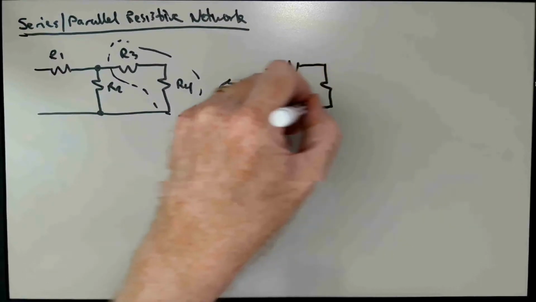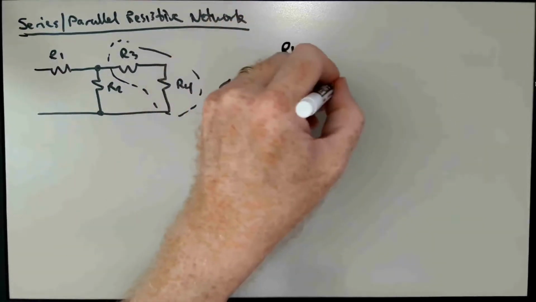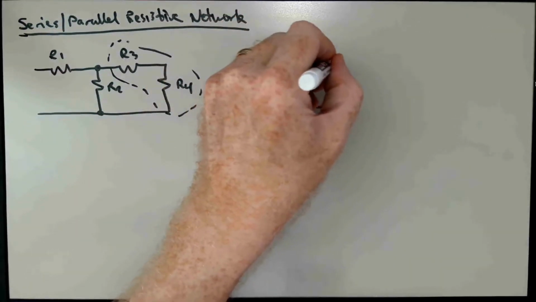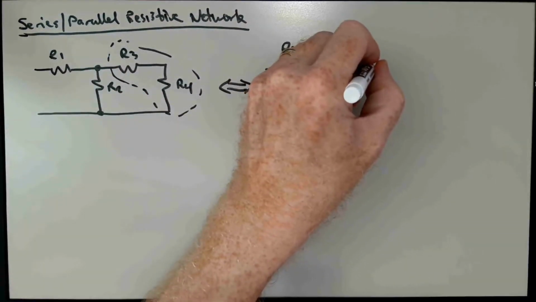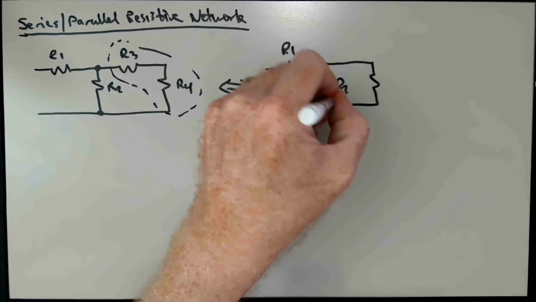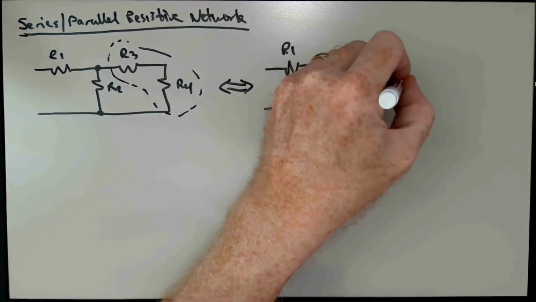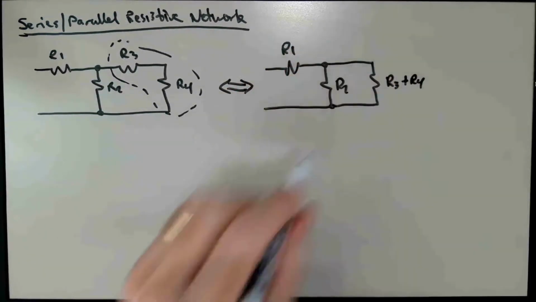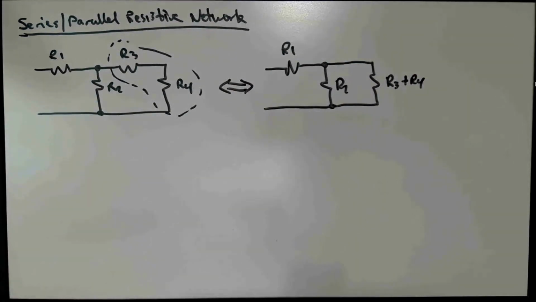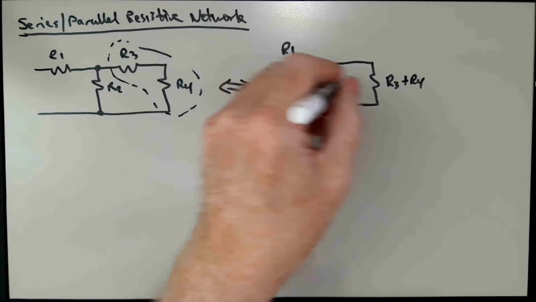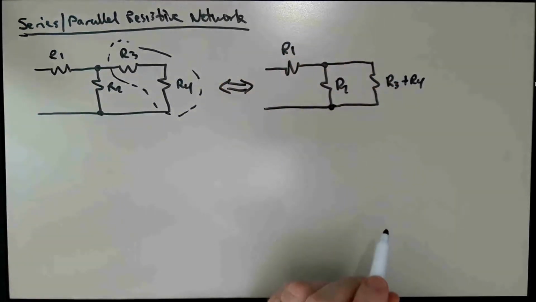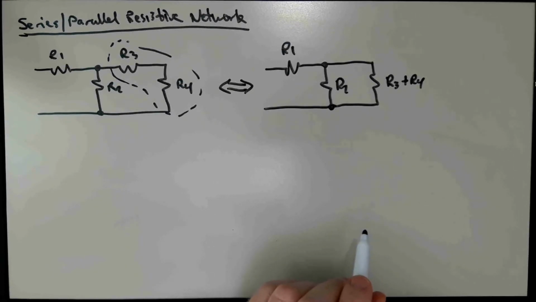R1, R2, and we replace what we've put here in this dashed line with a single equivalent resistor whose value is R3 plus R4, the series combination of R3 and R4. And then we can recognize that these two resistors, R2 and this equivalent resistor that we just got, are something we could collapse into a single equivalent resistor because they're two resistors in parallel.